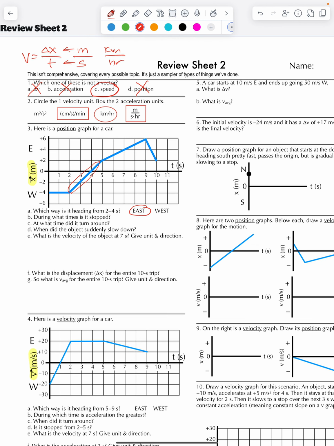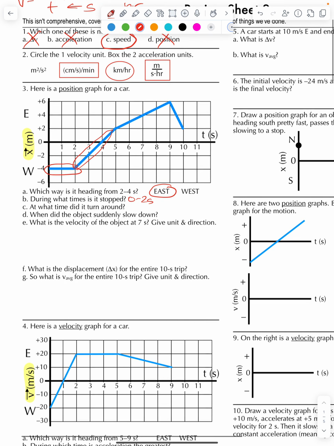During what times is it stopped? So remember, stopped on a position graph means horizontal. Write these down on your note sheet for the final if you want to. Just say position graph and then put all the things that are true if you don't think you can get it, just looking at it live, because I know you're under a time stress during the final. So it's going to be 0 to 2 seconds. At what time did it turn around? So I just explained that whenever the graph changes direction on a position graph, you are changing directions. So that's going to be 9 seconds.